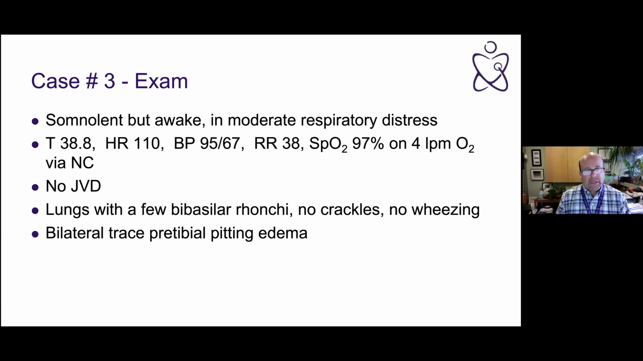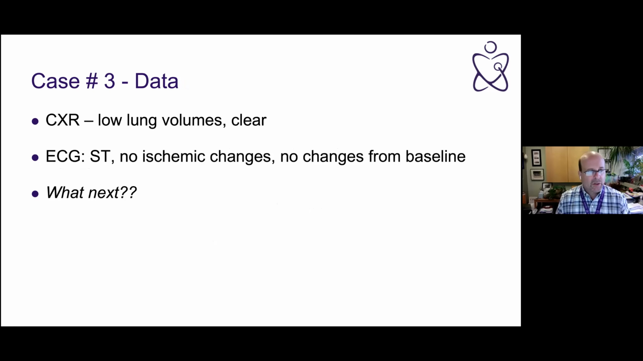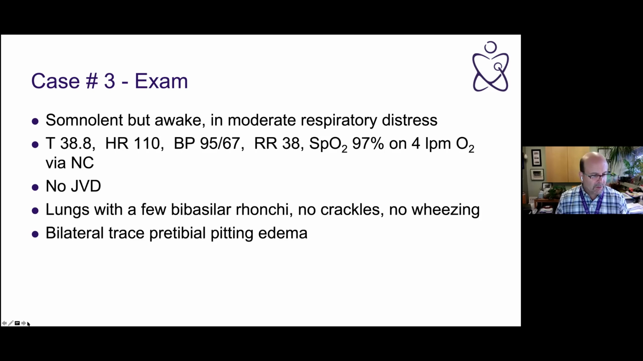So you go see him. He's somnolent, but he's arousable, in moderate respiratory distress, working hard to breathe. His respiratory rate's 38. He's febrile, 38.8. His heart rate's 110. His blood pressure is a little soft, 95/67. His SAT is 97% on 4 liters nasal cannula. No JVD. His lungs have a few bibasilar rhonchi, but no crackles, no wheezes, and he just has some trace pretibial symmetric pitting edema.